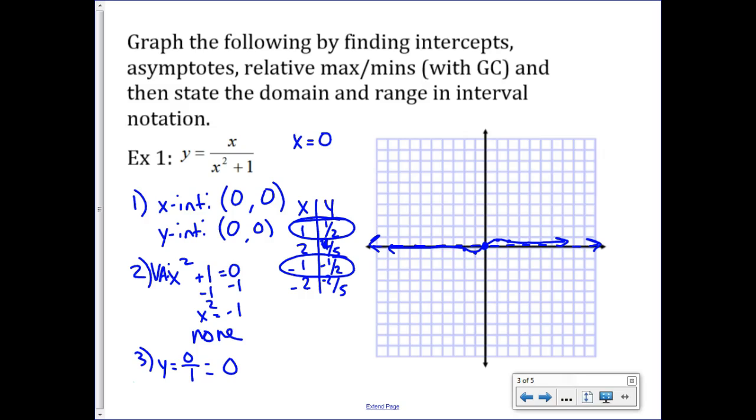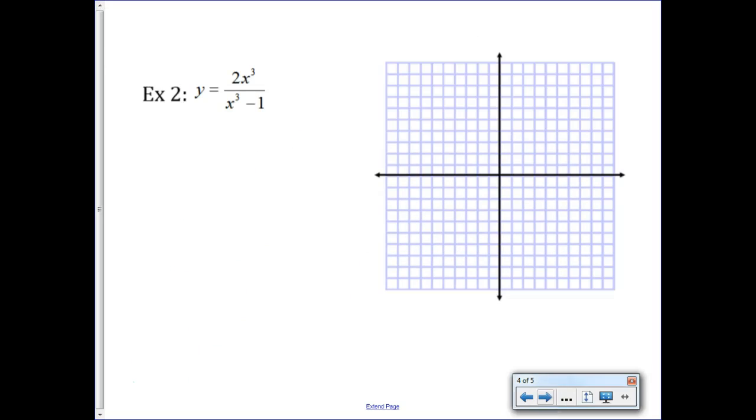All right, let's look at another one of these examples. So we're going to find intercepts, asymptotes, points, and relative max and mins here. So let's see, if we want to find the x-intercept, we want to know where 2x to the third is going to be equal to 0. Well, x would be 0. If I plug in 0 for x, I also get 0 for y.